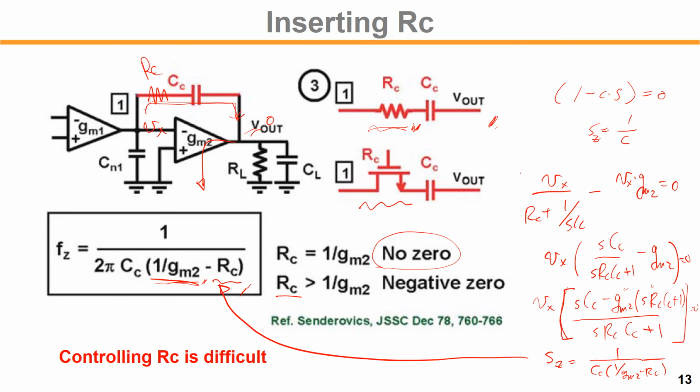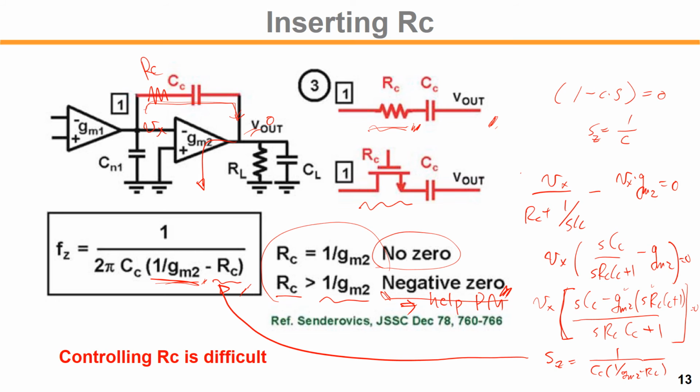If the RC is slightly larger than 1 over GM2, then it will be a negative zero, right? So the negative zero adds additional phase, it adds up the phase, so it helps the PM. So it helps PM. The positive zero is evil. The positive right half plane zero, we must avoid that. So we can design that value in that way.